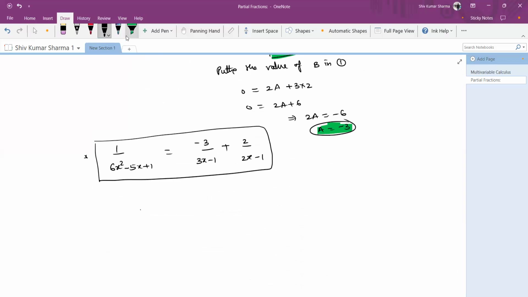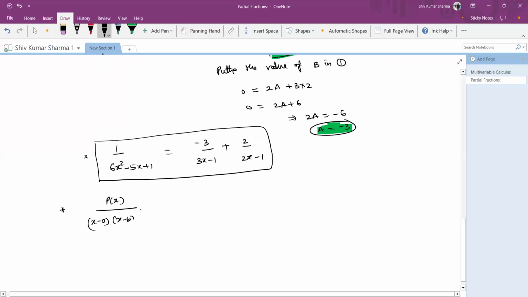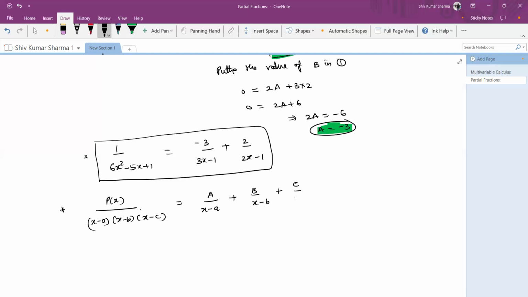Now we can extend this case to another form. Another form is, suppose, px upon x minus a, x minus b into x minus c. So we have three factors, because the denominator is a cubic equation. Now when we calculate the partial fraction of this, we write it as A upon x minus a plus B upon x minus b plus C upon x minus c. So we can solve easily by using the above method. So this is the extension.